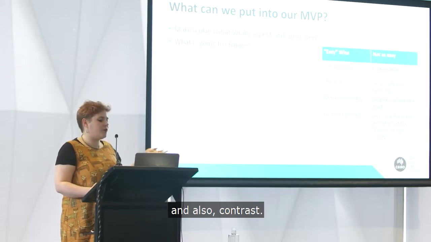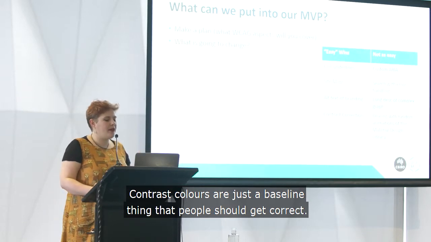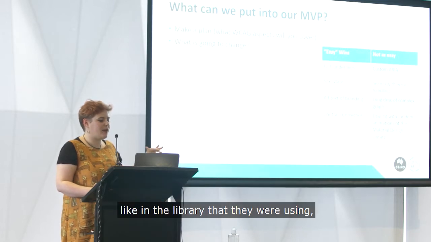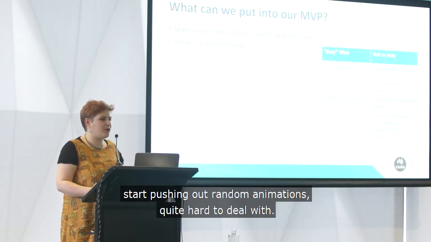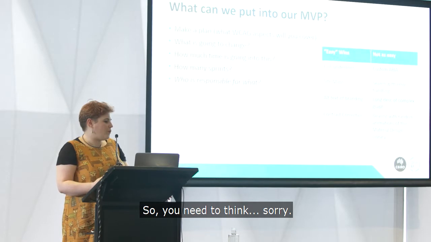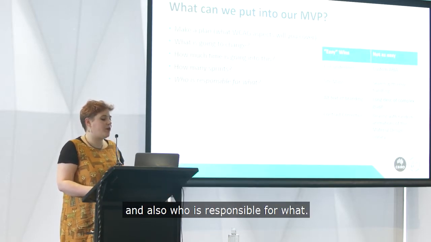And also contrast. Contrast colors are just a baseline thing that people should get correct. But with things such as Material Design, if you try to start changing things in the library that they were using, pushing out random animations, that's quite hard to deal with. So you need to think about how much time is going to this, how many sprints, and also who is responsible for what.